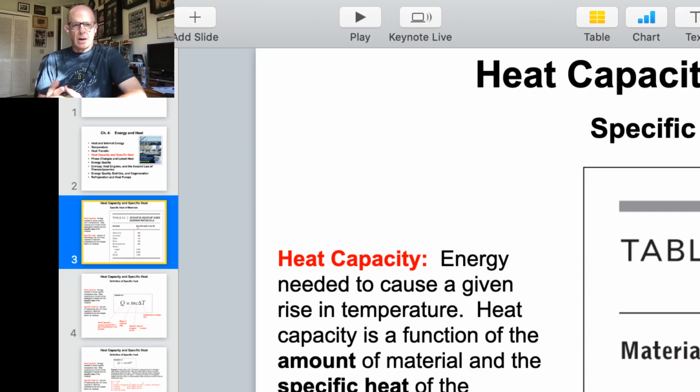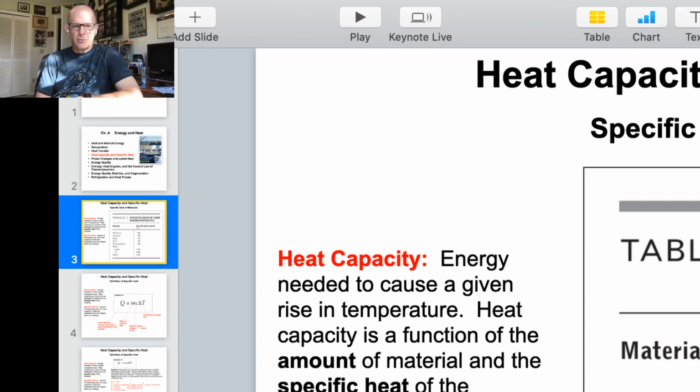You'll see heat capacity or specific heat capacity listed. Specific in this context doesn't mean you're being very precise. Specific is a term in this context that is used to mean per unit mass. So that's just some physics jargon.